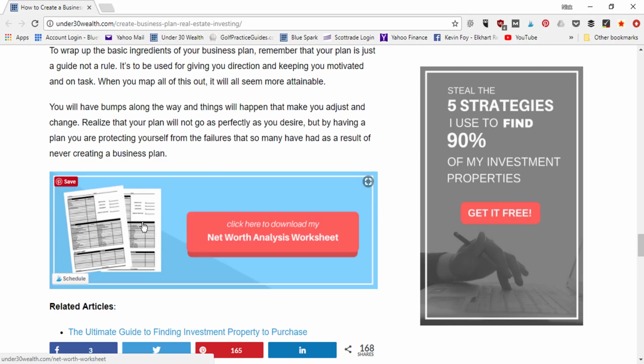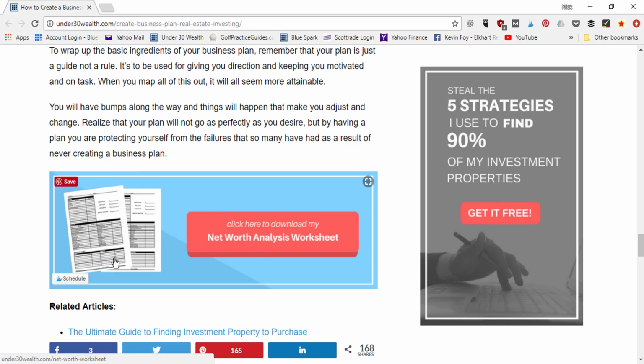And if you want to download my net worth analysis worksheet, you can do so here on this blog post. Again, I'm going to link to it below in the video, or you can see the URL here, under30wealth.com/create-business-plan-real-estate-investing. So you can come to this URL, and here it is right here. You can click this to download.